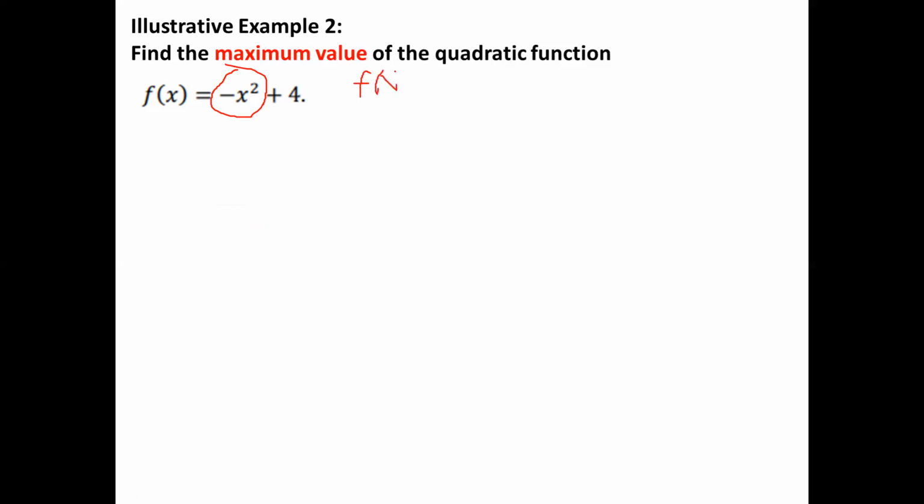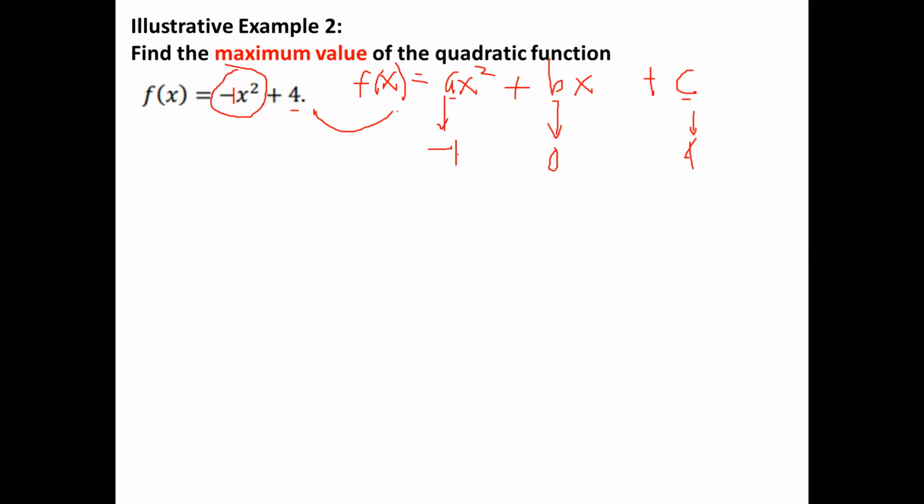Diba kanina sabi ko, f of x is equal to ax squared plus bx plus c. Kung i-compare ko ito dito, ang a may value at ito yan, negative 1. Ang c may value at ito yon 4. Pero ang b wala. Ibig sabihin ang value ng b 0. Ang c may value and that is 4. Ang a may value negative 1.